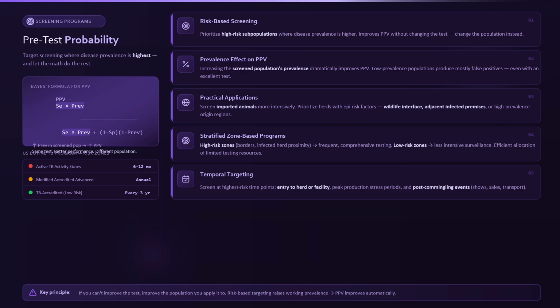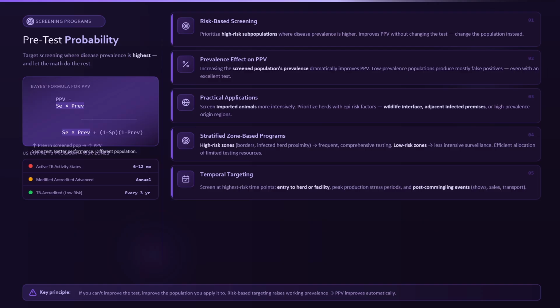So where do you find higher prevalence? You target it. Screen imported animals more intensively. They carry unknown histories. Prioritize herds with epidemiological risk factors, a wildlife interface, an infected premises next door, or animals sourced from high prevalence regions. You're deliberately enriching the pool before you ever run the test.